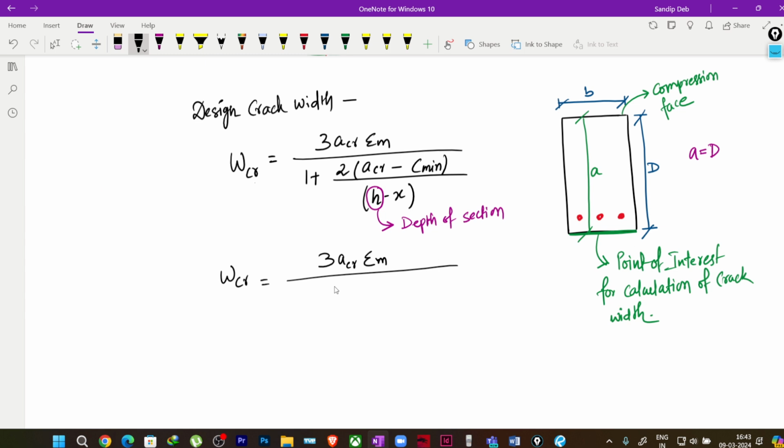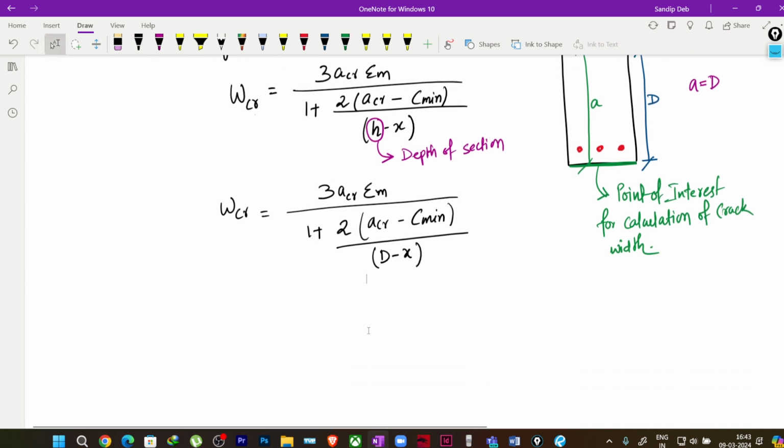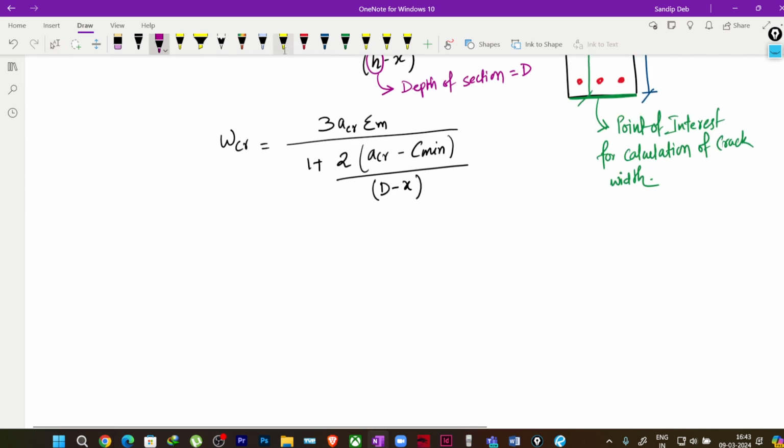Okay, epsilon m into 1 plus 2 (a_cr minus c_min), divided by (h minus x). Correct. h minus x. So d we understood, it is the depth of the section, actually h equal to d. So that's why we have replaced this h by d for our better understanding, right? Now let us draw the section again here for some more explanation.